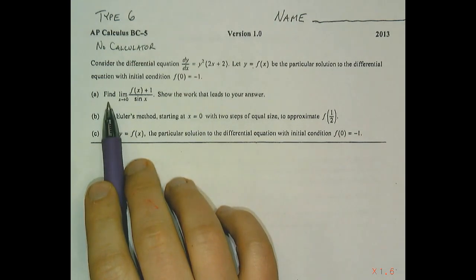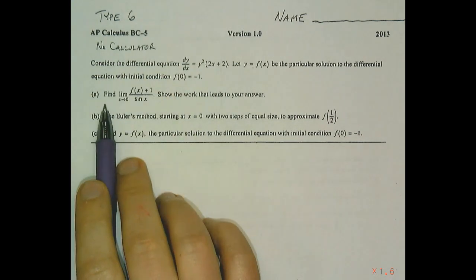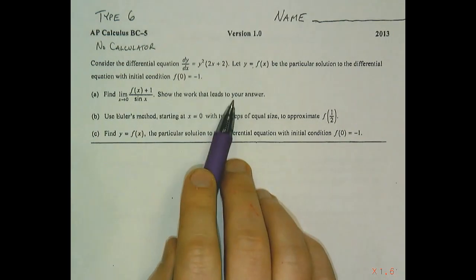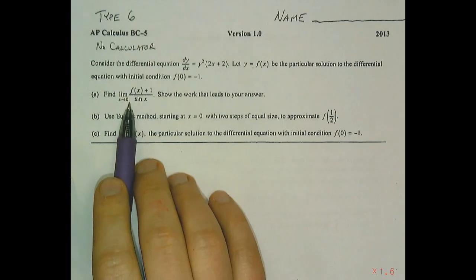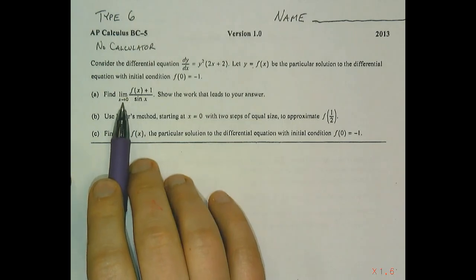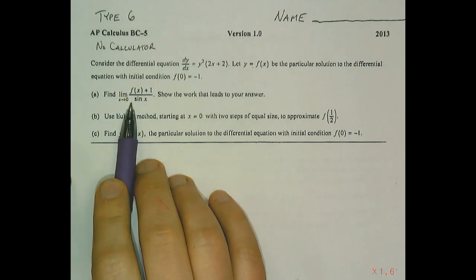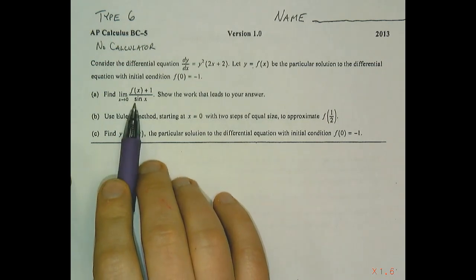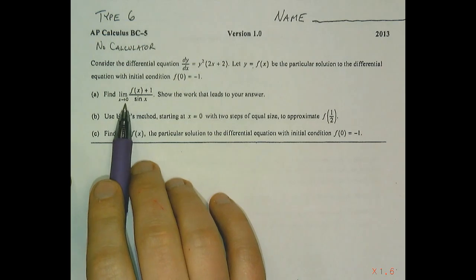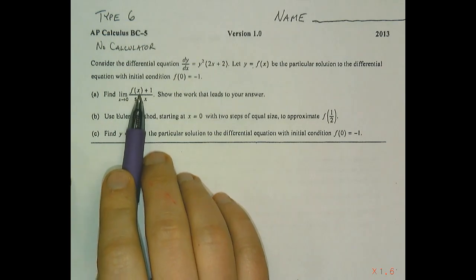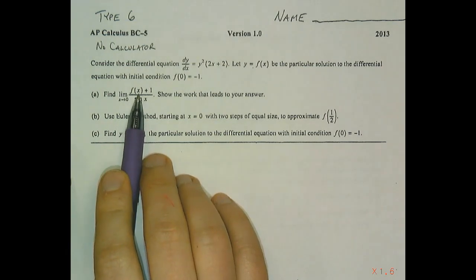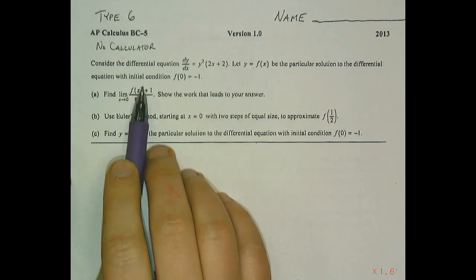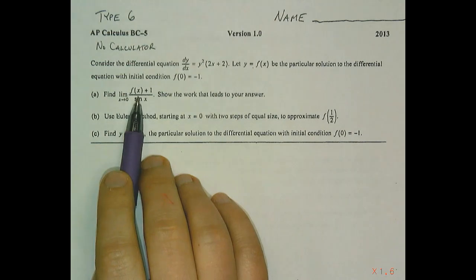Part A. Find the limit and show the work that leads to your answer. Often, but not always, if you're doing a limit question on a free response AP calculus test, it is probably a L'Hopital's rule problem. So, if I stick 0 into this equation, f of 0 is -1, I get 0 on top and I get 0 on bottom. It is indeterminate. It is probably L'Hopital's rule.